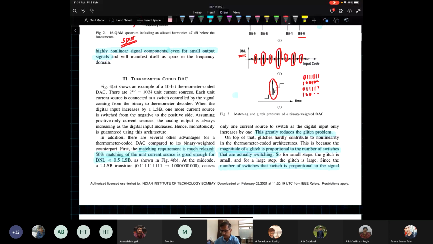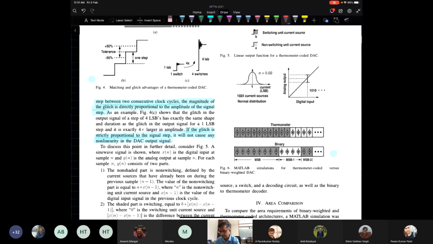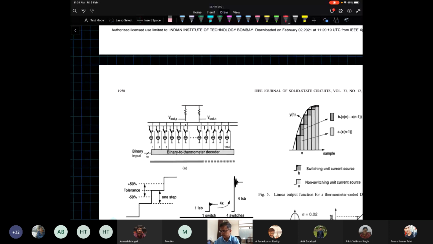The next thing we are going to talk about is the thermometer DAC. So in a thermometer DAC, what's really going on? If you look at a thermometer DAC, this is a good representation of it. Here we have a binary input coming in, and you have so many current sources, for example, to the left and to the right. So it's a differential DAC. You switch the current either to the left side or right side, back and forth, and in the middle you will have switch currents in the center.